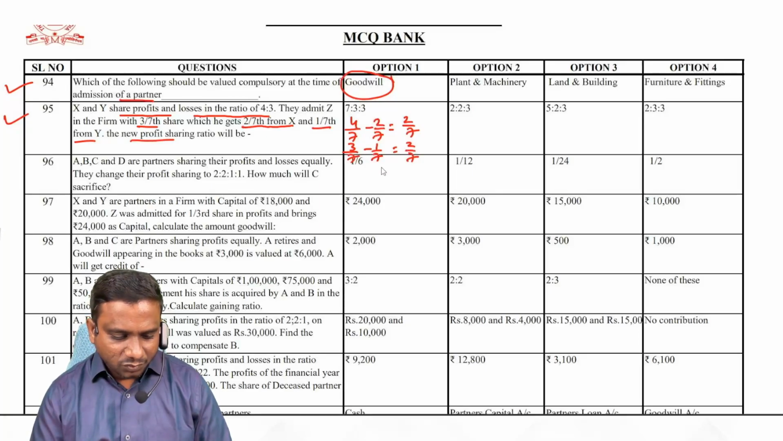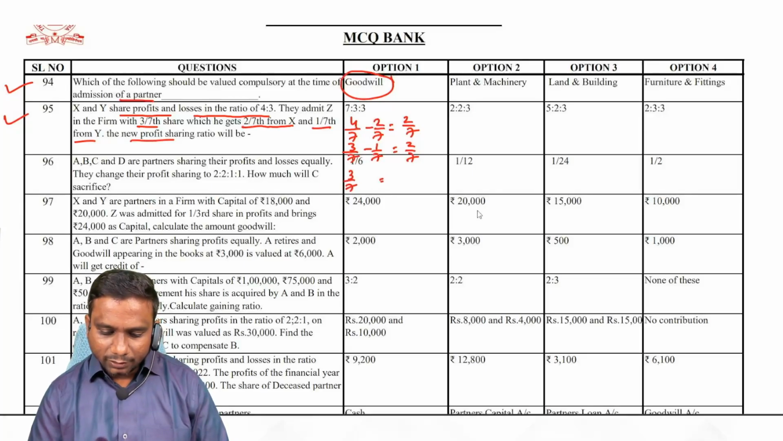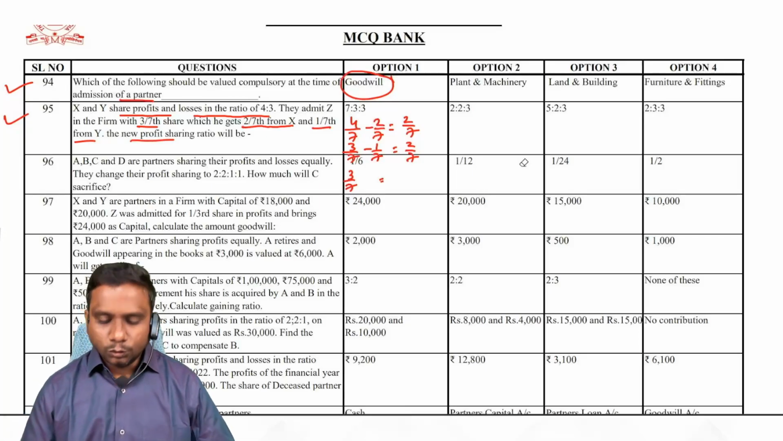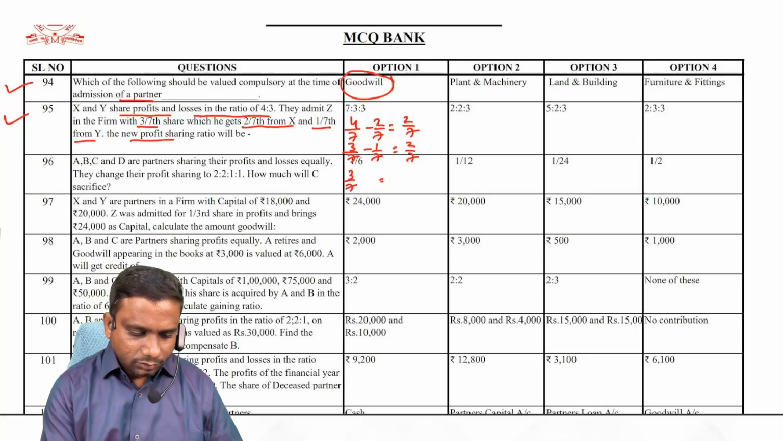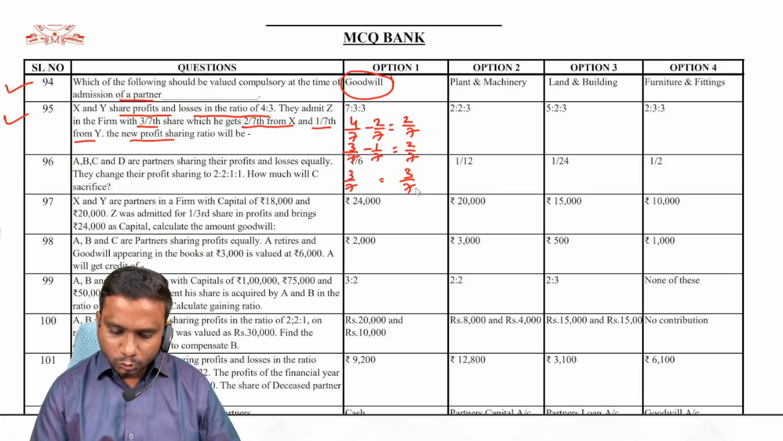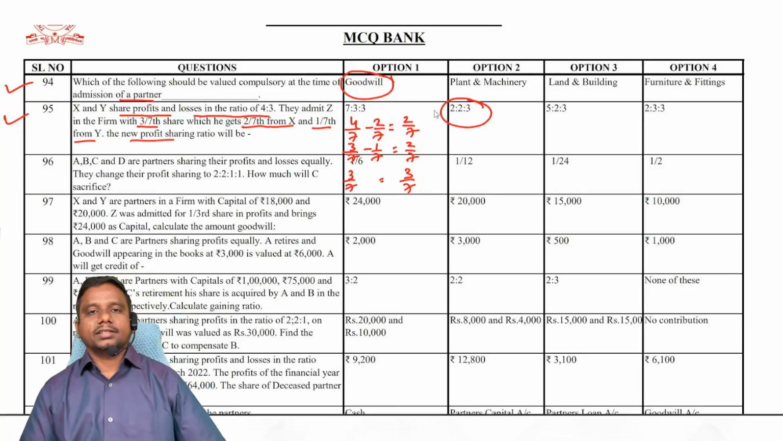That's it. Okay. And Z share is 3/7. Fine. So, what is the ratio here? Yes, students. So, what is the new share of Z? 3/7. Now, what is the ratio? 2 to 3. So, option B is correct.